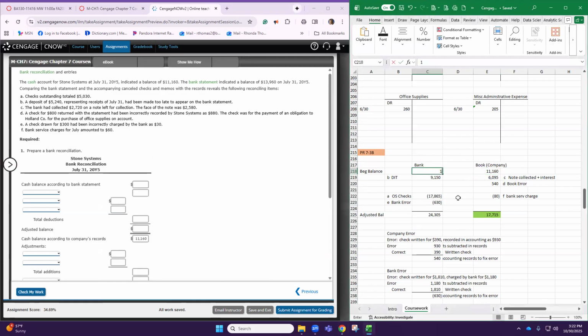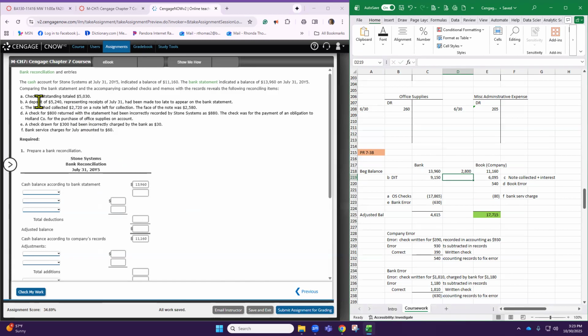And then the bank balance is 13,960. So I'm going to start that off, 13,960. And so then I want that to show here, 13,960. So right now, before we do anything else, what are we off? Okay, so the bank says we have more than what the book says. So the difference between the two is 2,800 bucks. So when we get done down here, we should balance. Right now, we're not.